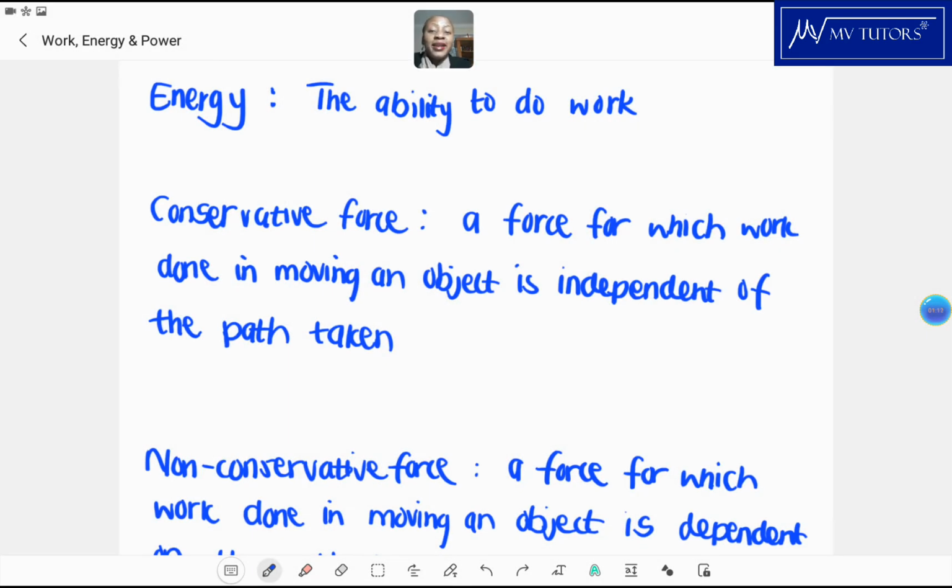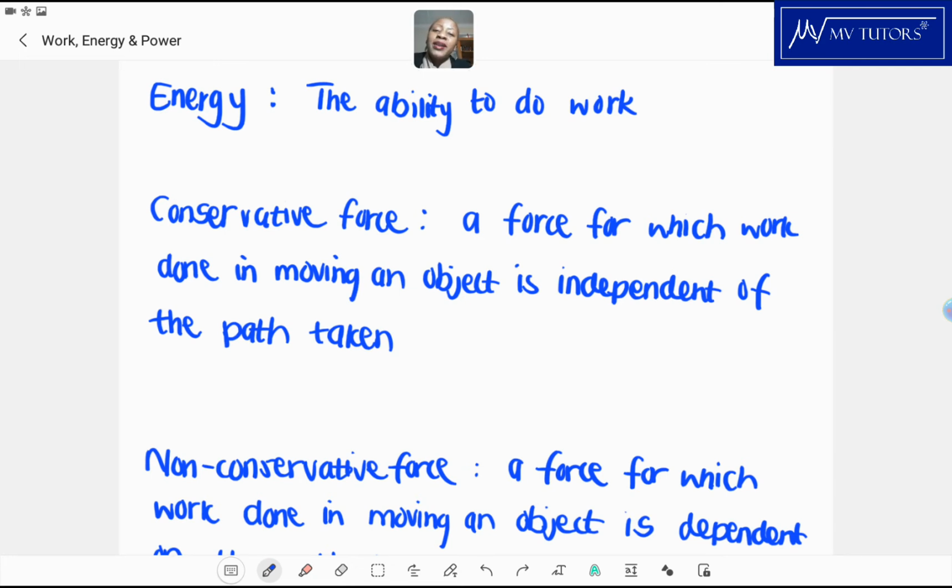Okay guys, so what is energy? Energy is the ability to do work. So you cannot do work without energy, okay? It's required. And looking at energy, there's a concept called the conservative force.